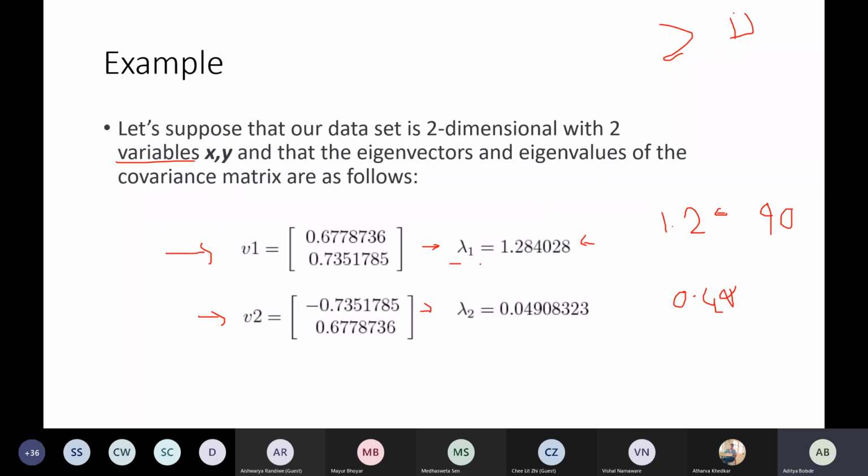Since I have only two variables to compare, I can clearly see that this one has a high eigenvalue. And what does a high eigenvalue represent? A high eigenvalue represents high variance, and I want high variance in my first component. So we can see that this has high variance, meaning a lot of information, and this one has very little information about the data set.